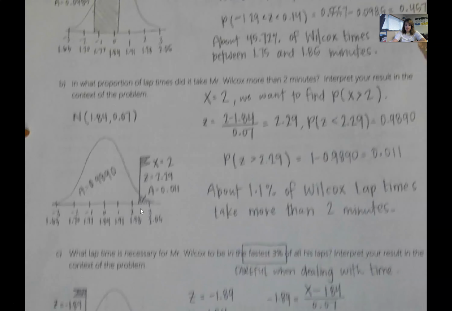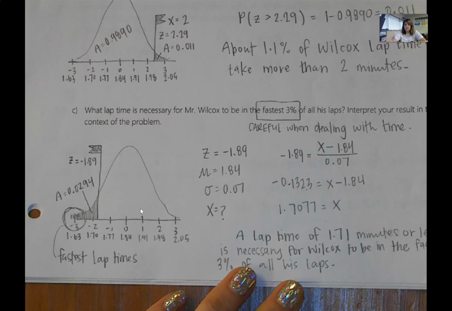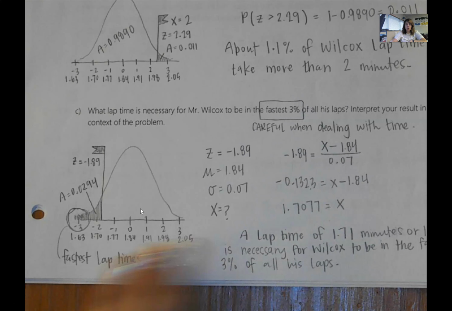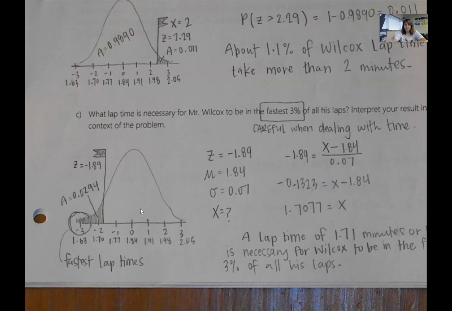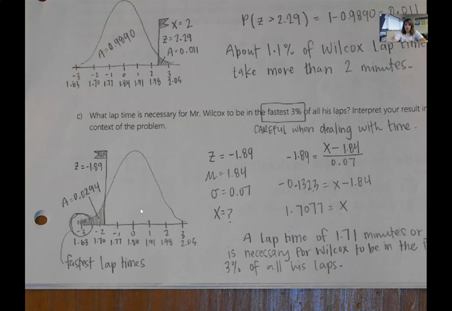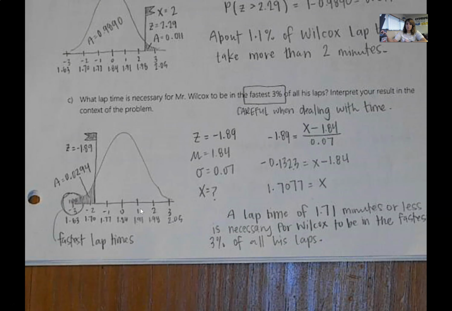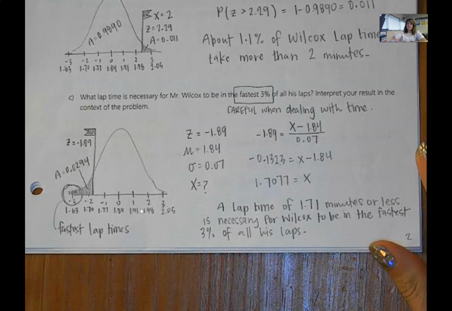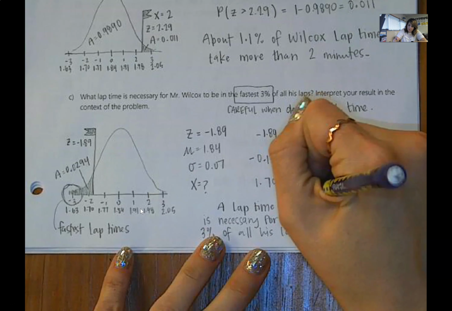And then part C, careful that when you're dealing with time, if you're in the fastest 3% of his laps, you want to be on the lower end of the Z-score, not the upper end. So you're actually looking for the bottom 3% of the data. So you find the Z that matches that, and then you solve. So I have a lap time of 1.71 minutes or less is necessary for Wilcox to be in the fastest 3% of all of his laps. Make sure that you have 1.71 or less. You could also use the word about here.